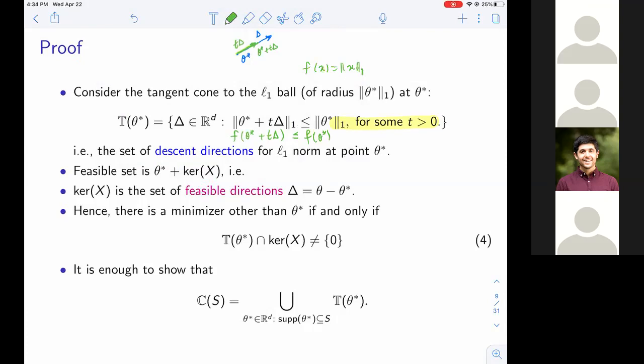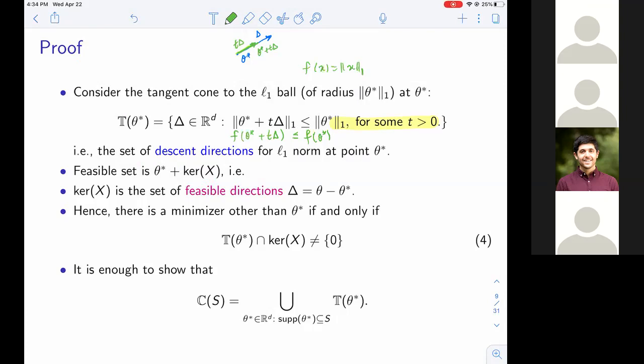Because if I, for example, start at theta star, and theta star is the true theta, and if I can find a direction along which I can descend on L1, and that direction is in the kernel of X, then I arrive at a solution of the system which has a smaller L1 norm. Does that make sense?